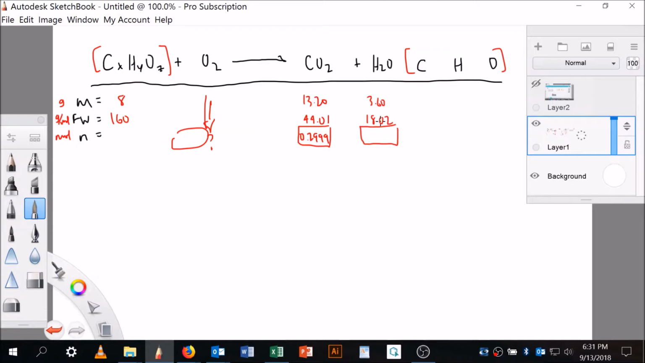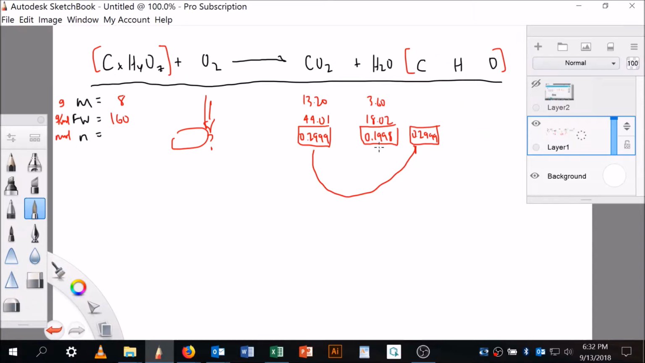Okay. And then how many moles of water? 3.6 divided by 18.02 gives me 0.1998. That's how many moles of water and how many moles of carbon dioxide. Now, if I know how many moles of carbon dioxide, and I know how many moles of carbon, right? Because it's 1 to 1.